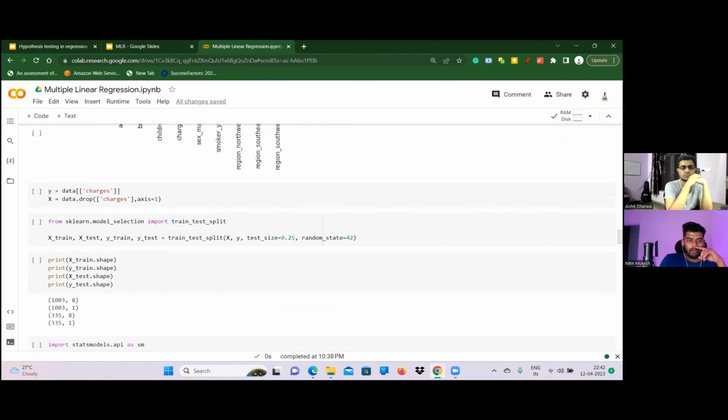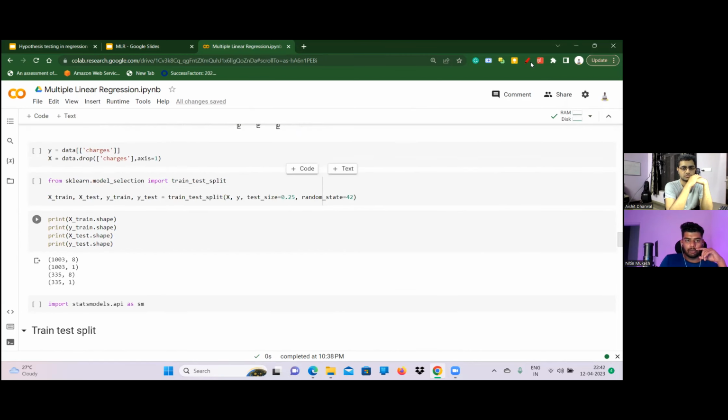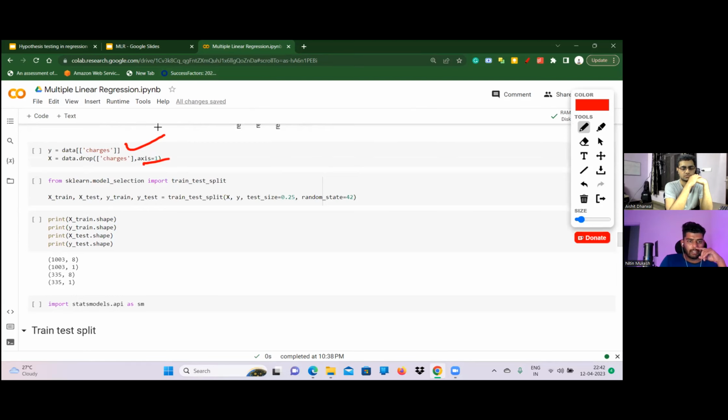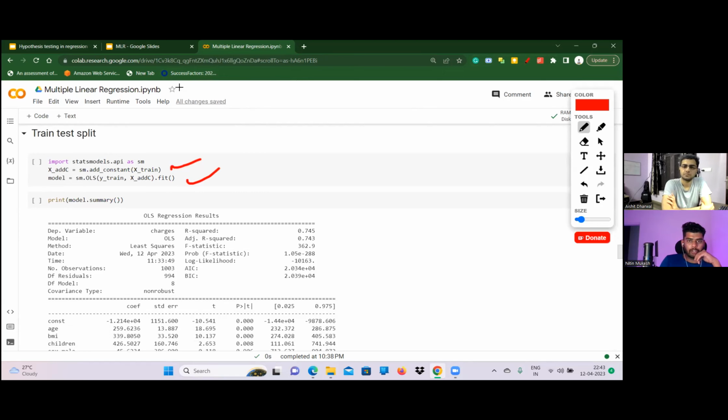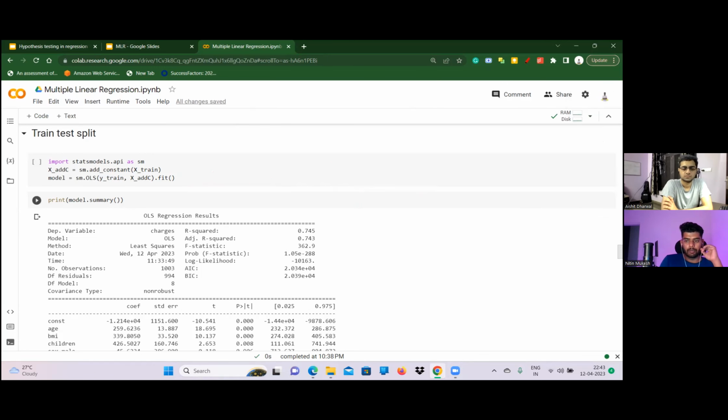But moving ahead, we want to fit a model. So we will separate out our y and x. We'll do the train test split, and here we are choosing test size to be 0.25, meaning 25%. Once you do this, your training data set has 1003 rows and your test data set has 335 rows. Like yesterday, we first add a constant and we fit a model. This OLS, as I also explained yesterday, means ordinary least squares, which is basically regression using the method of least squares. So this is the same thing as linear regression. Don't confuse it with some other model.